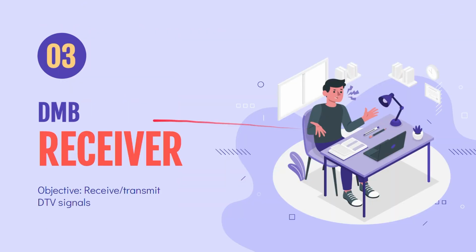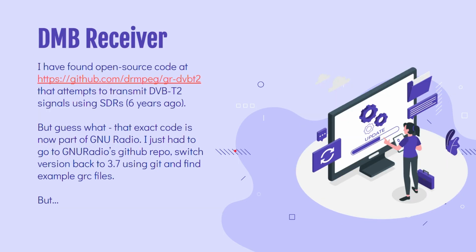So now the DMB receiver. With the DMB receiver, there are not many open source projects available, but I managed to find this repository that was made 6 years ago, which is 2014. But guess what? I realized that the exact same code is now part of GNU Radio itself. So they had some examples. I just had to get the repo and check out to version 3.7.11, which I did.